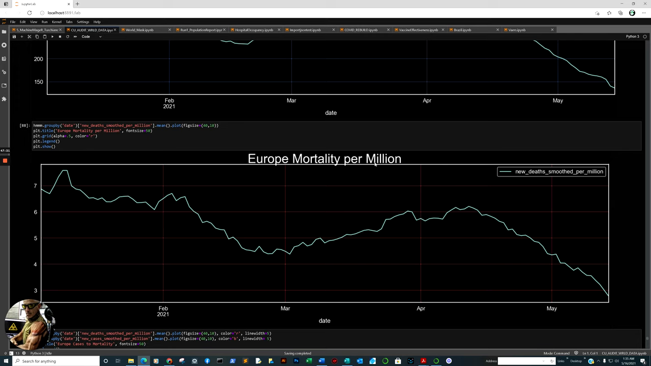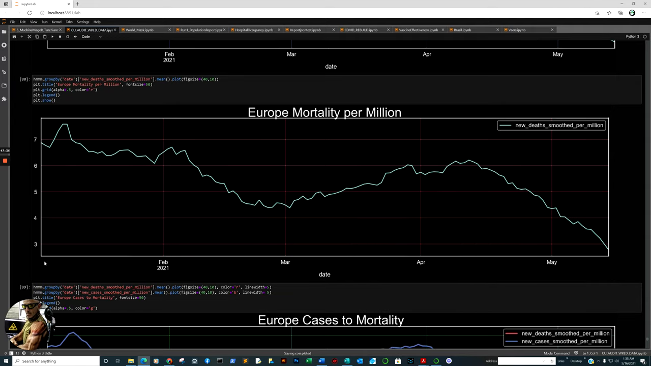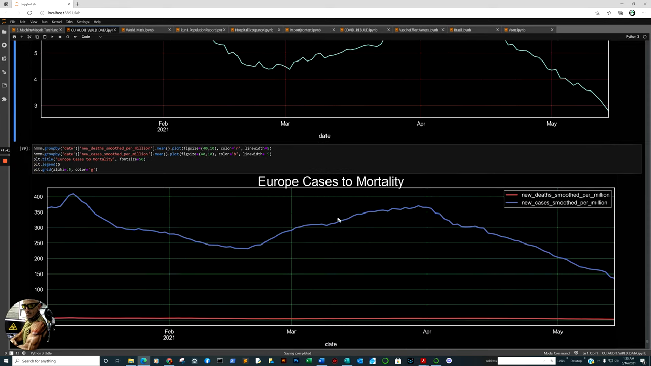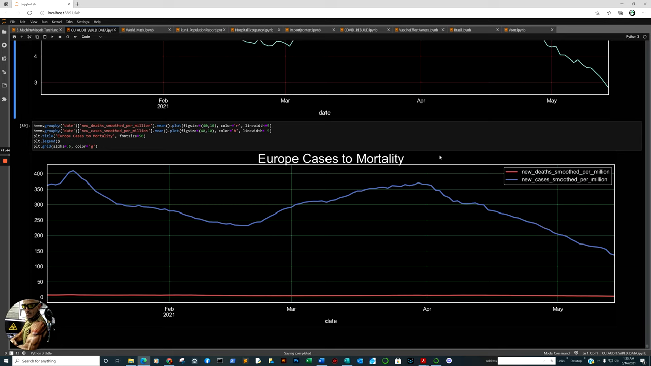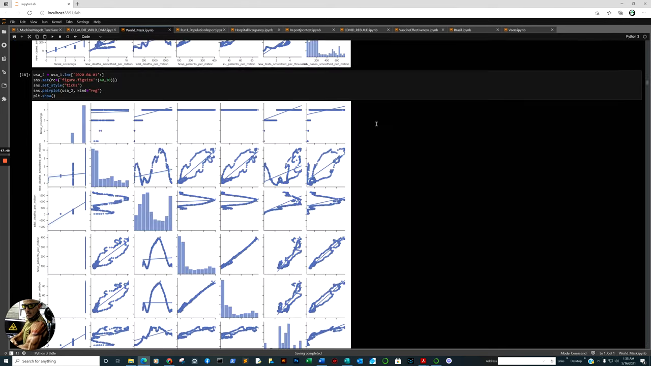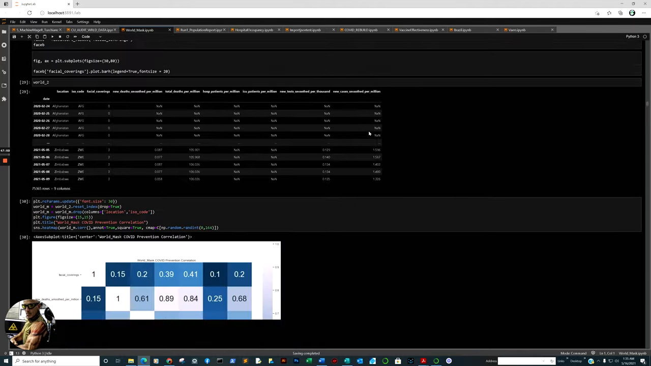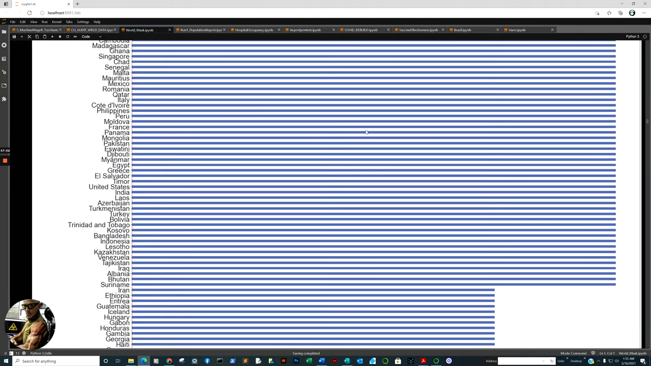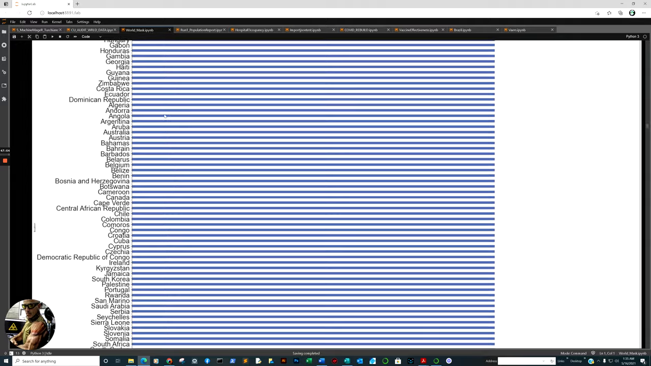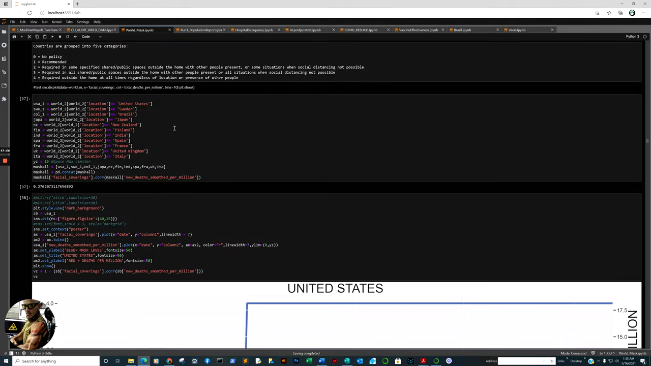Mortality per million, look at that. Now keep in mind, this is all Europe. But even though right there, you're right in line with the United States. Europe cases mortality, and let's go to the next one. World masks, don't pay attention to the mask data. Oxford University, seems like they're trying to update their data, but the United States, no, it's not a level 4. And it changed a little bit, but not a lot.